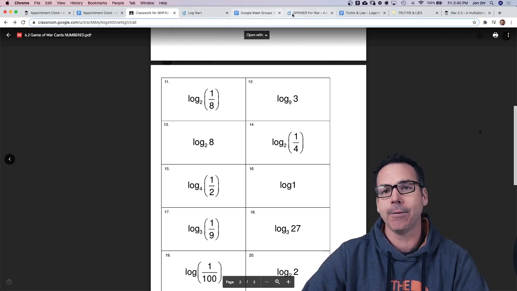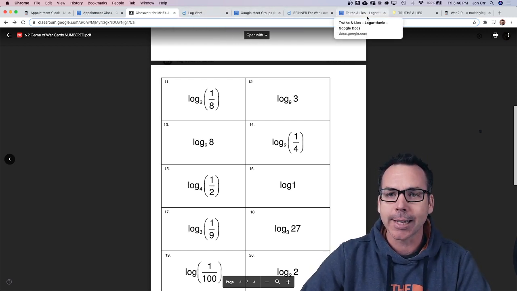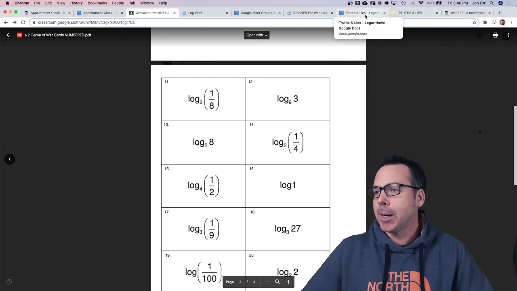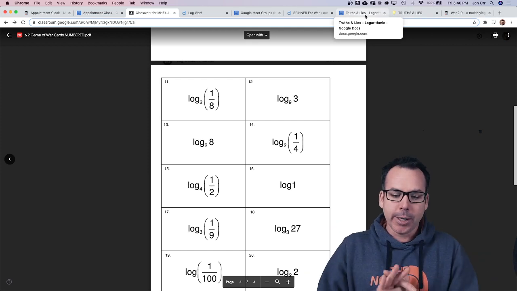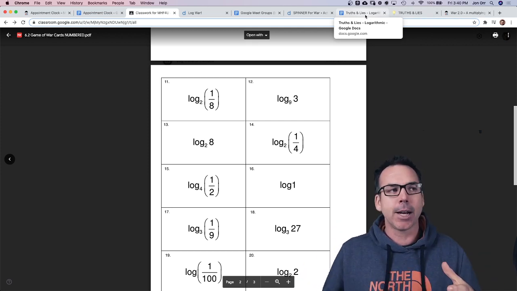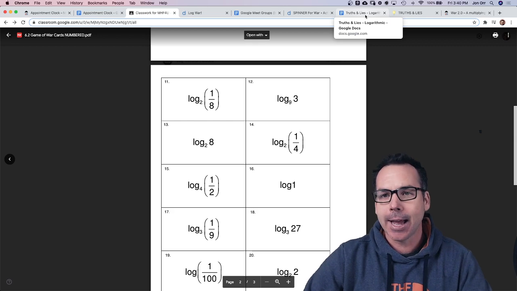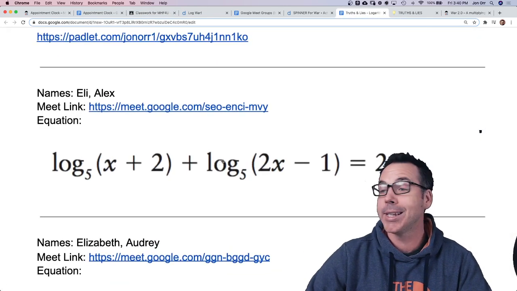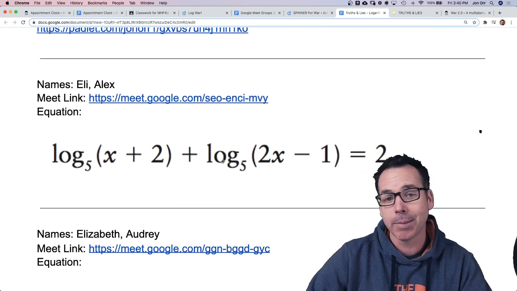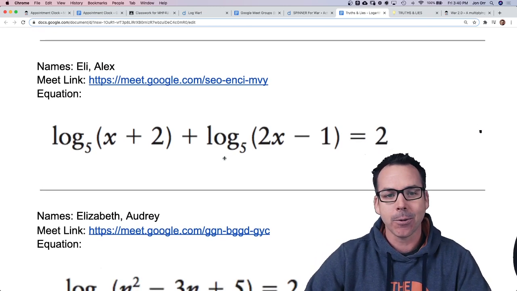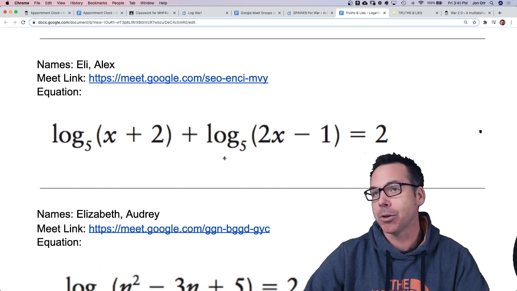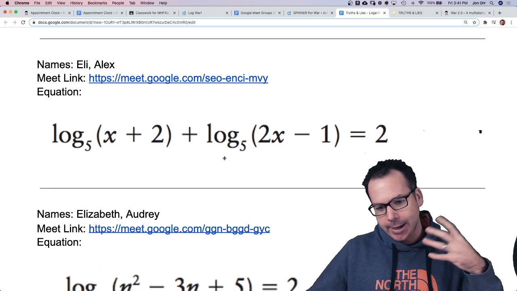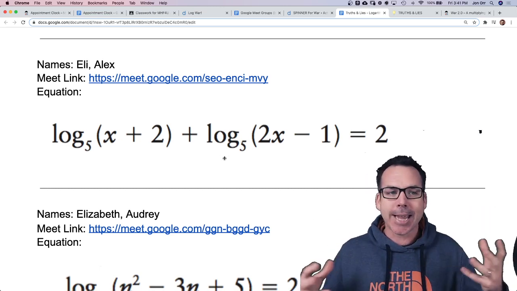Now, the third activity that I did this week is called Truths and Lies. In Truths and Lies, normally I have my students say, here's an expression, or here's a graph, or here's some mathematical idea, and they have to create three statements. Some can be true and some could be lies. So there's a lot of thinking that goes into that, and if they're doing this in partners, they are sharing ideas, reiterating the main ideas.